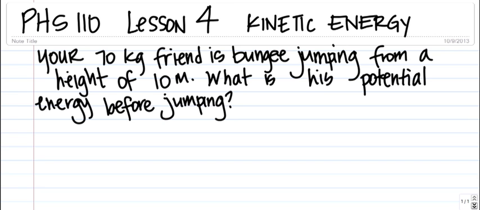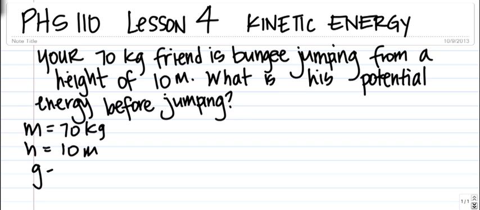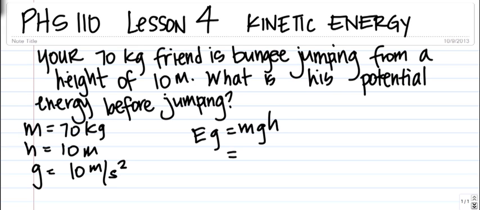So again, what you might want to do is just jot down what you're given here. We're told that your friend has a mass of 70 kilograms and they're jumping from a height of 10 meters. Well, remember from an earlier lesson we said anytime you have anything vertical, a jump, a drop, gravity is an important factor. That's your acceleration. We know that the gravitational potential energy equation is mass times gravity times height. So that is conveniently all the variables that we have here.